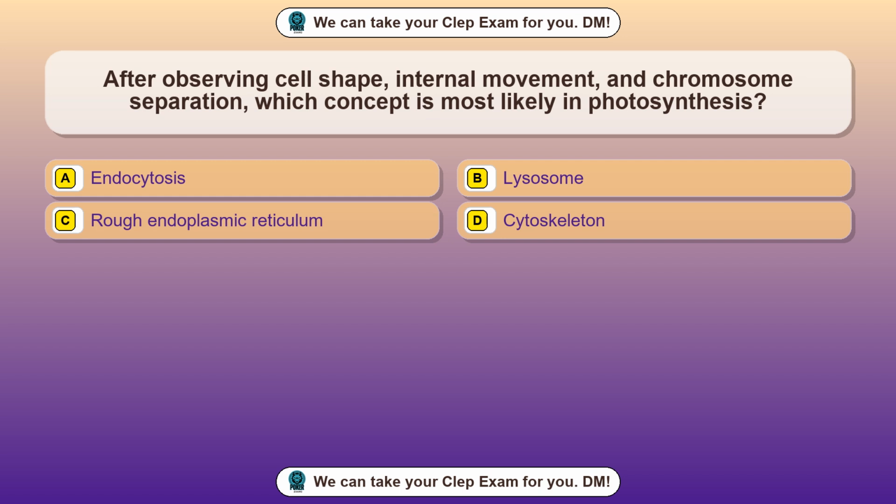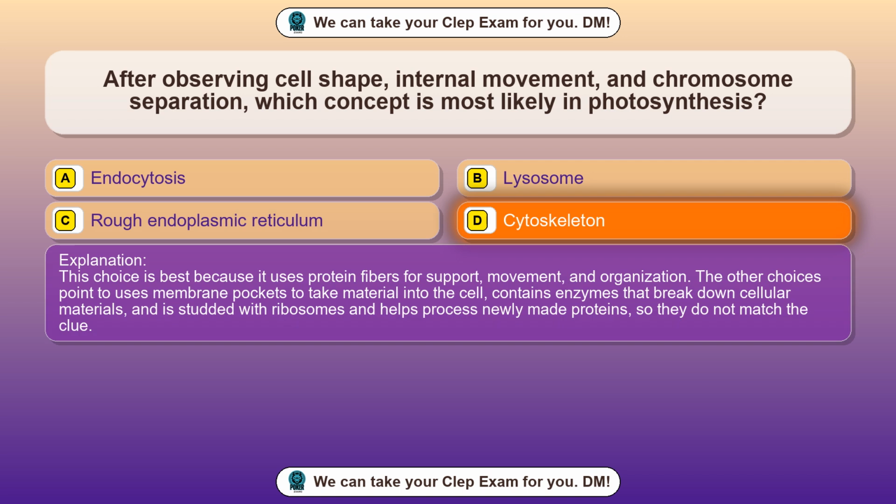After observing cell shape, internal movement, and chromosome separation, which concept is most likely in photosynthesis? Option A, endocytosis. Option B, lysosome. Option C, rough endoplasmic reticulum. Option D, cytoskeleton. The correct answer is option D, cytoskeleton.